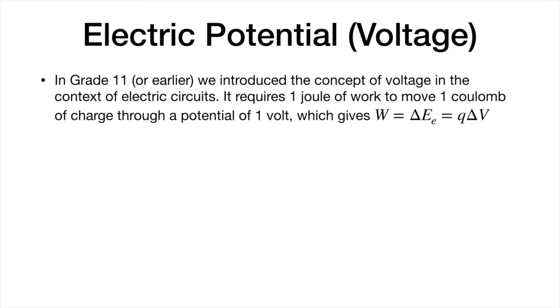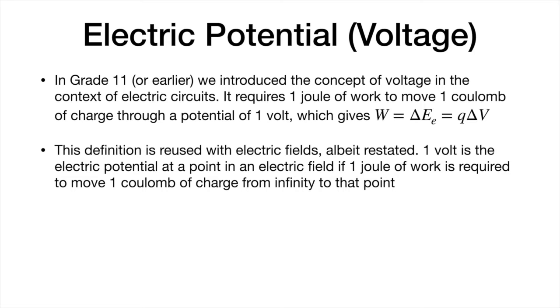So this was basically how we started with talking about voltage back in grade 11, because we need to come up with this definition of something that related work, charge, and this new thing, voltage, or electric potential. So that gave us this equation that work is the change in electric potential energy, and so in that case, the change in electric potential energy is the charge that we have multiplied by the difference in the potential, or the potential difference, same difference.